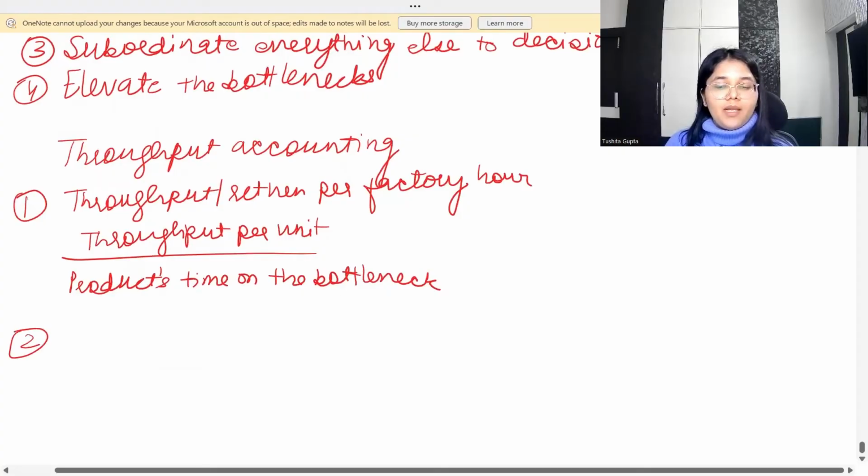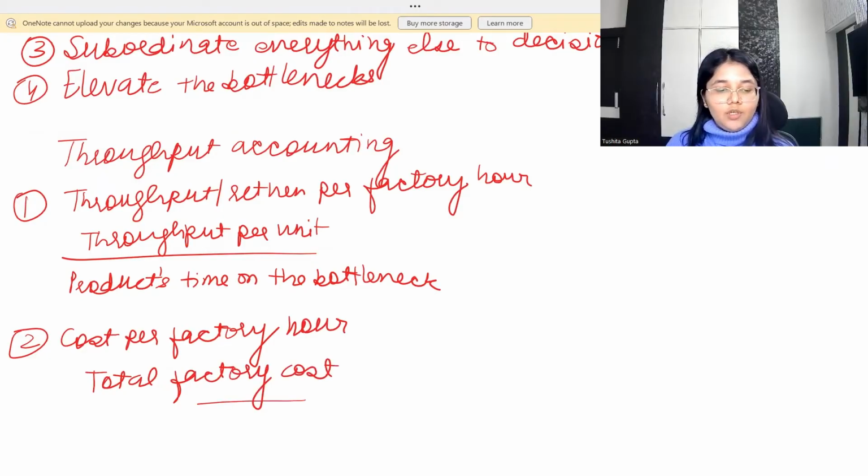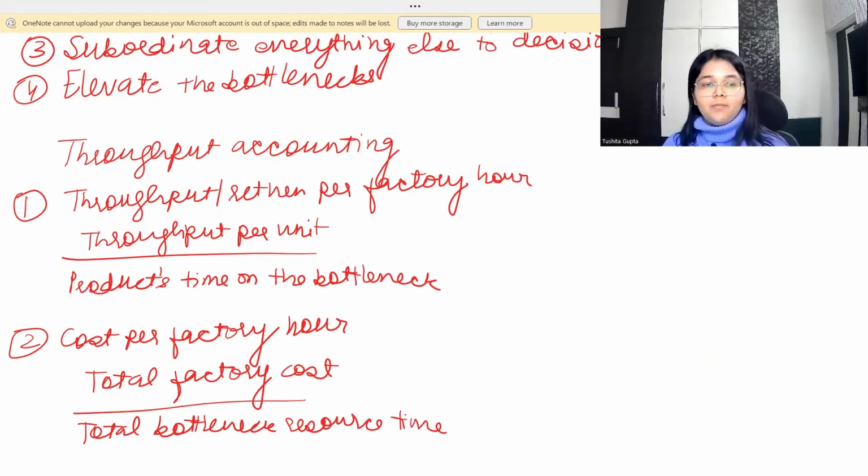Now, the second formula that we learn is the cost per factory hour. This cost is found using the total factory cost, and you divide that by the total bottleneck resource time which is available.